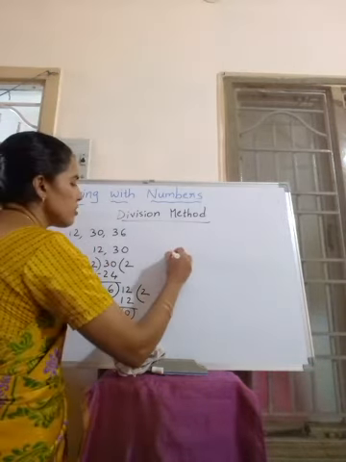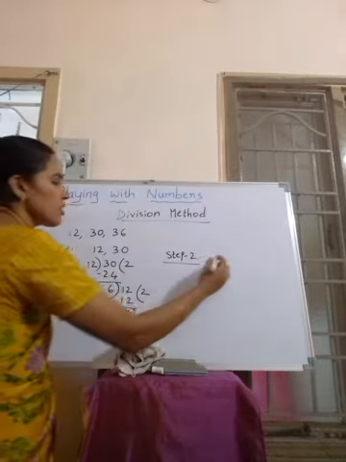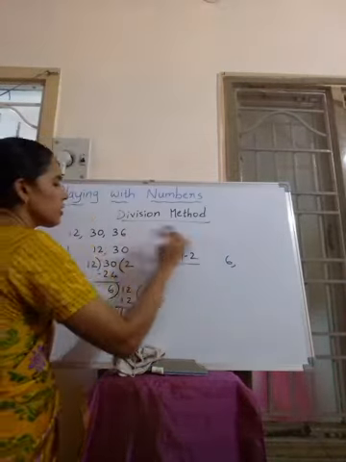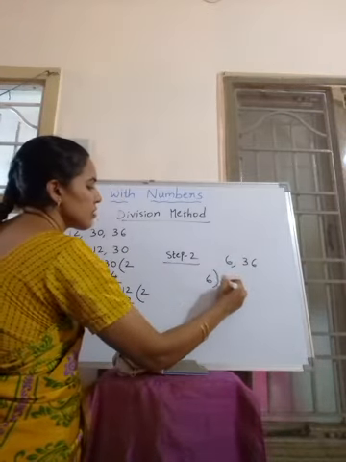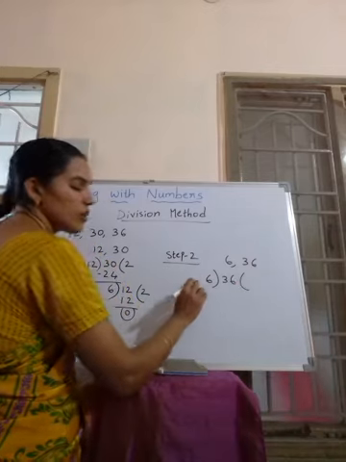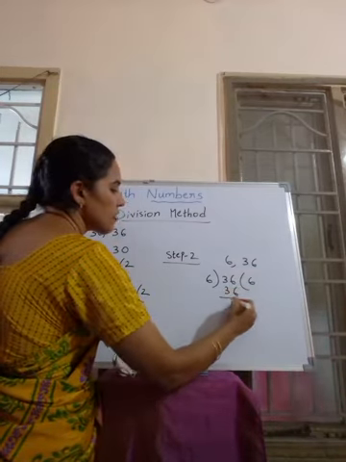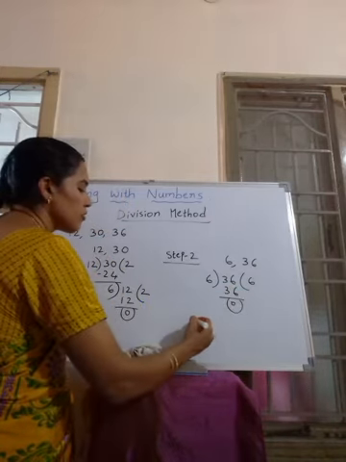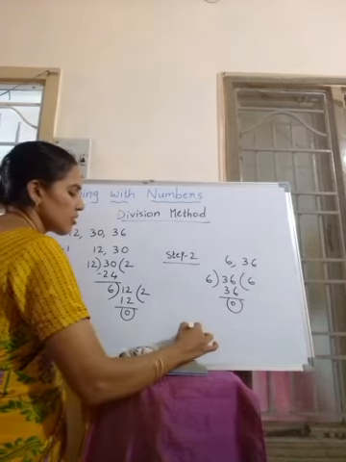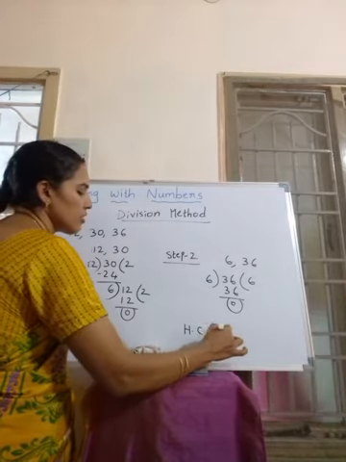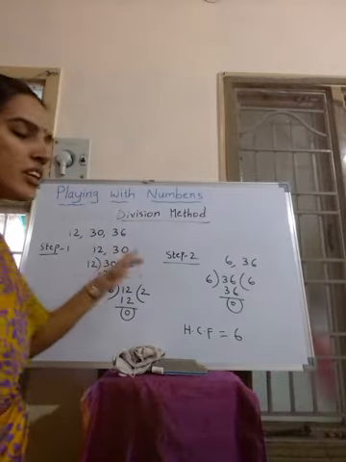Now we will do step 2. In step 2, we take the HCF we got till now and the other number we have left, which is 36. Now 6 and 36: 36 is divisible by 6, 6 times. 6 sixes are 36, leaving remainder 0. Therefore, the HCF of 12, 30 and 36 is 6. The HCF of the given three numbers is 6. This method we call the division method.